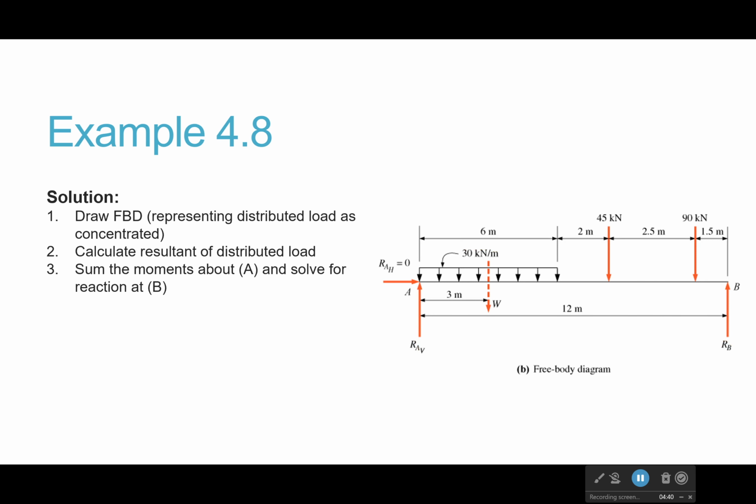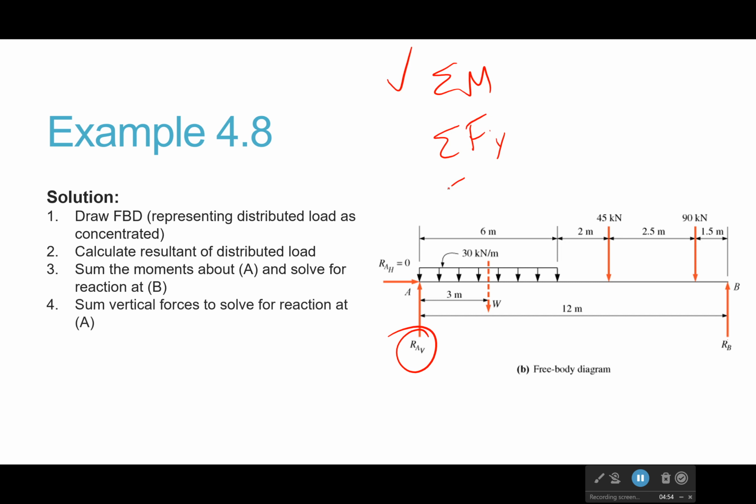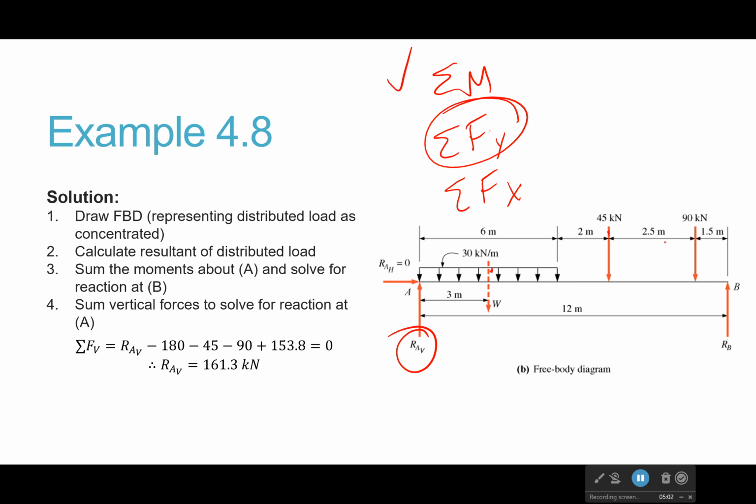So next step is we know what this one is. So let's try to solve for this reaction A in the vertical direction. We have 2 more equations. We used the sum of the moments, check. We still have the sum of the forces in y and the sum of the forces in x, or vertical and horizontal. So let's use the vertical forces. That's vertical, that's vertical, that's vertical, that's vertical, that's vertical. This one is not, so it doesn't matter. We don't even see it. So I add them all in there. These two are going up, they're positive. These three are going down, they're negative. And I plug it in and I get that my vertical force is 161.3 kilonewtons.